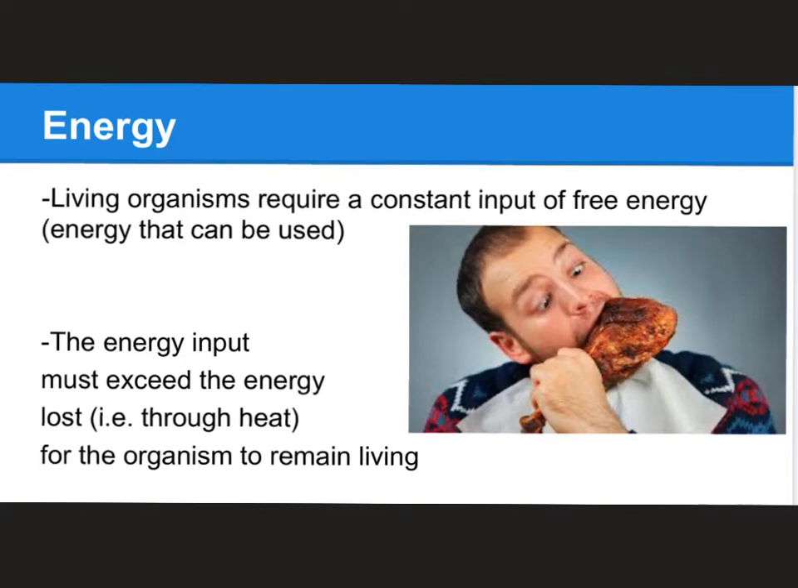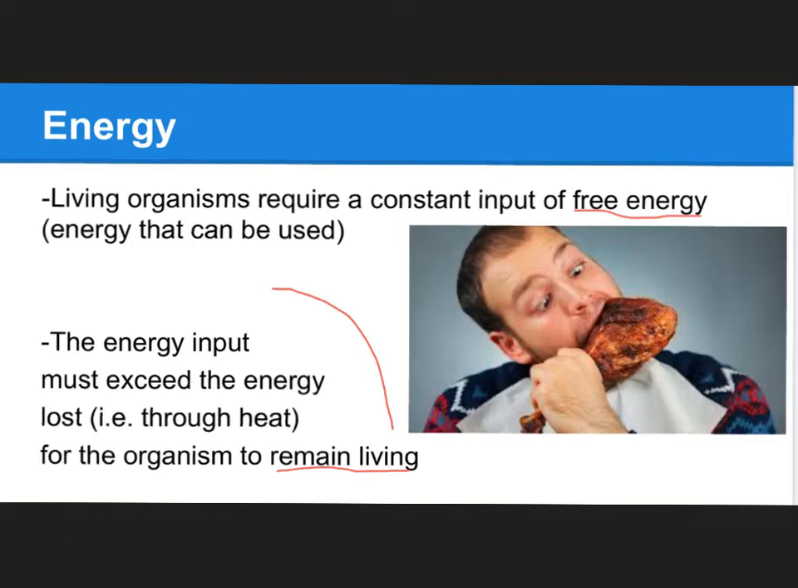And the AP curriculum likes to refer to free energy. So that just means energy that's sort of available to be used. In order for the organism to remain living, the energy input must exceed or equal the energy output. So as energy gets used or lost, living organisms produce heat as they perform their internal chemical reactions. So that's a way that energy gets used or lost.